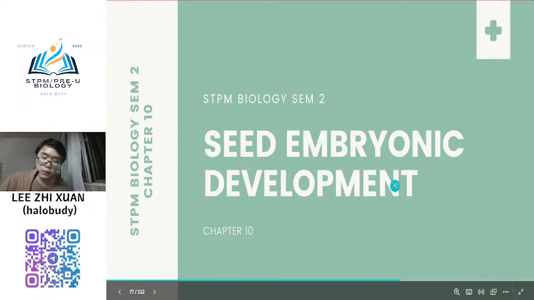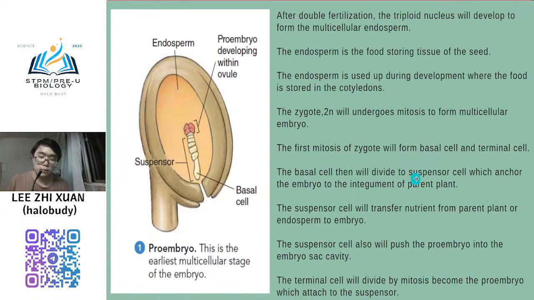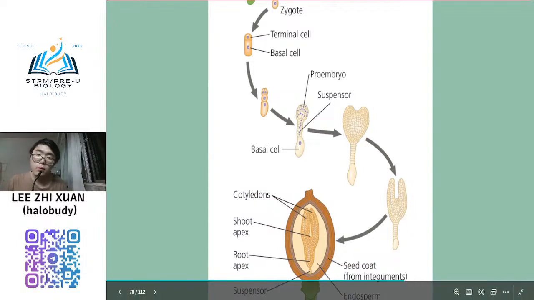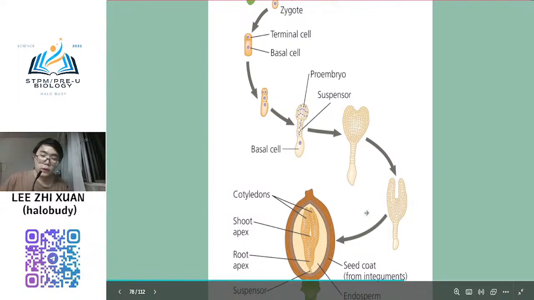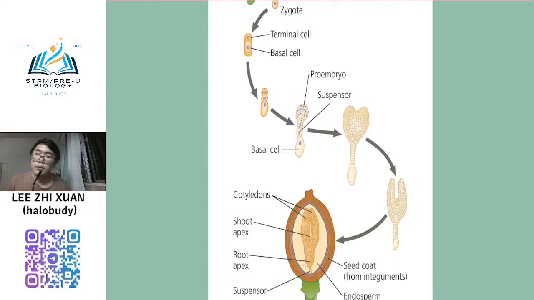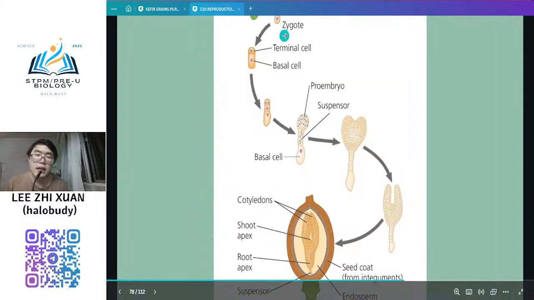If you refer to this diagram, this is the overall process of the embryonic development mechanism. This diagram shows the overall development of the seed in embryonic development. The first step is the zygote structure. The zygote is the first structure that forms from the double fertilization, when the sperm fuses to the egg cell to form the zygote.